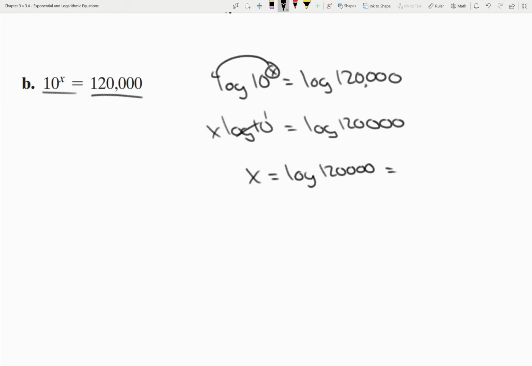which in my calculator is 5. It was going to be a little bit bigger than 5, right? The log of 100,000 is 5. 5.0792.